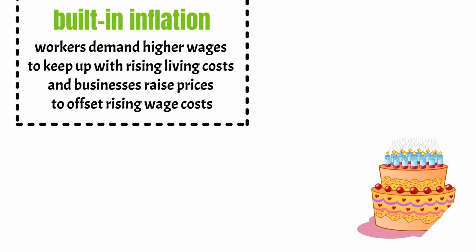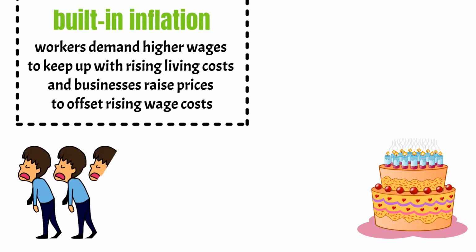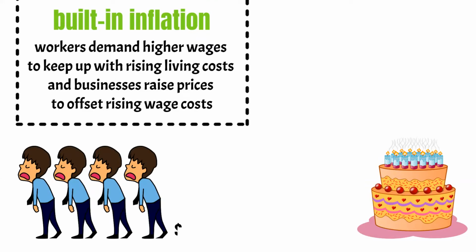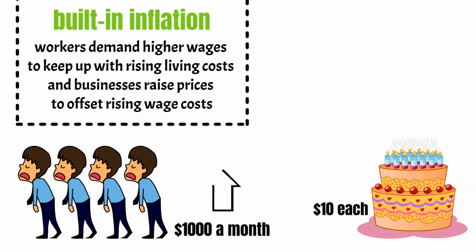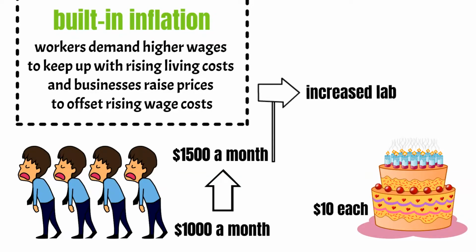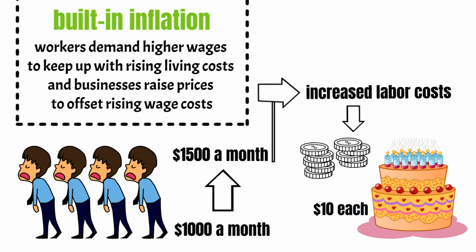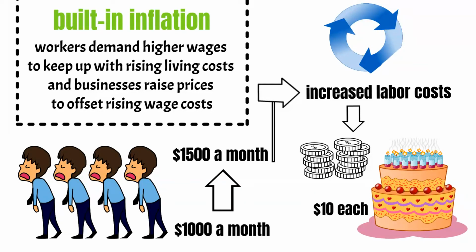For example, let's suppose there is a business selling cakes that has 4 employees. Each employee has a salary of $1,000 a month, and the cakes are sold at a price of $10 each. Now, if the employees demand a higher salary of $1,500 to offset the rising living costs, the employer will have to increase the cake's prices to offset the increasing cost of labor, which is now $2,000 more than it was before. This creates an infinite loop of wage and price increases.